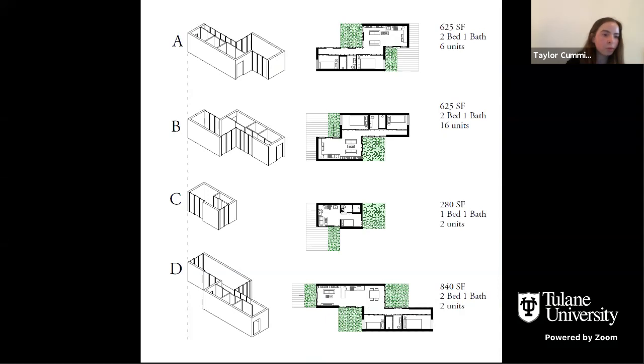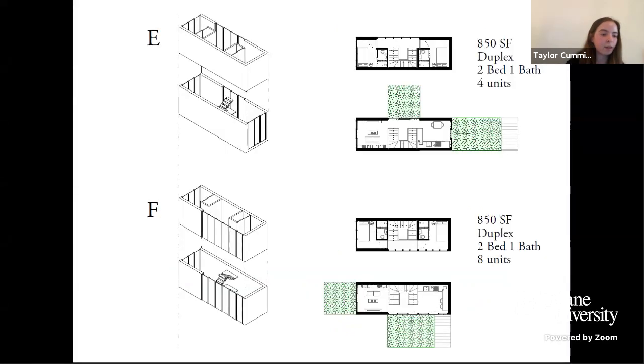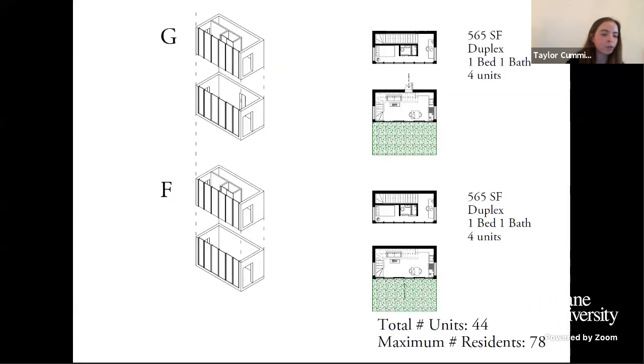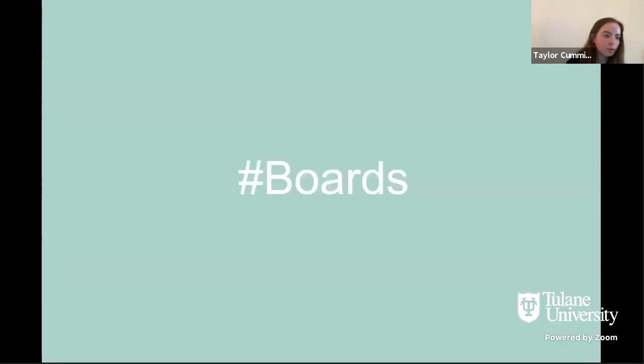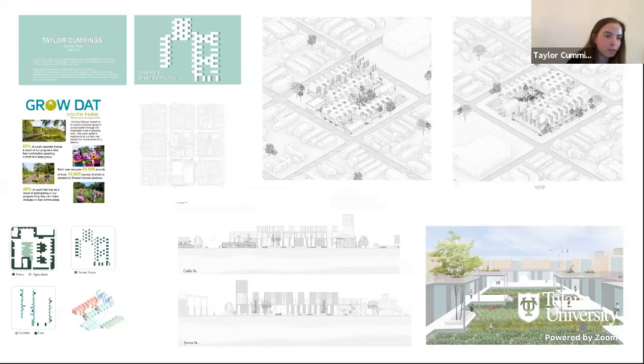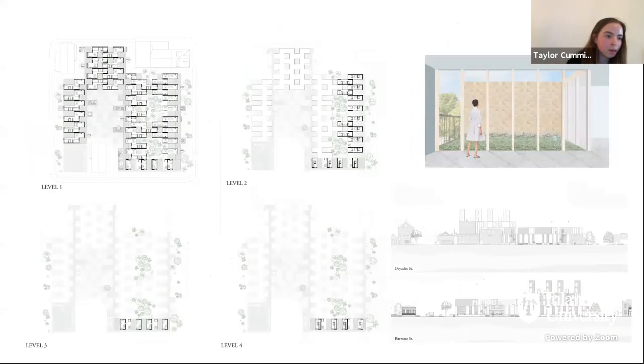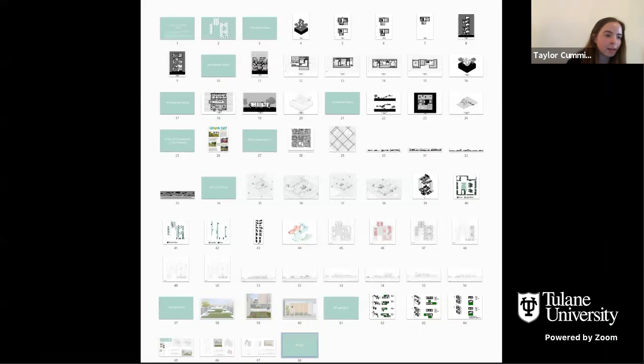So the units range from 280 square feet to 840 square feet, 1 and 2 bedroom units. And in total, there's 44 units. So the maximum number of residents is 78. These are my boards. That's it.